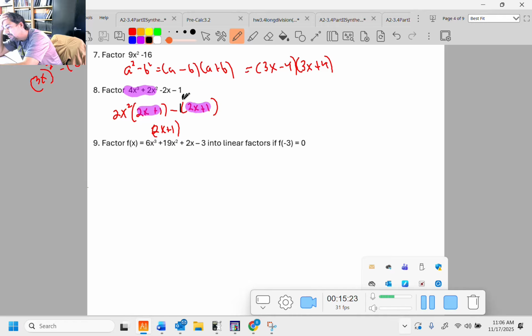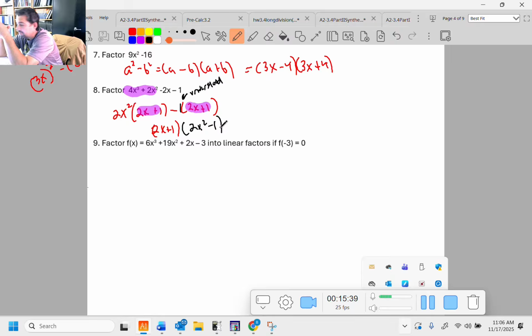That one is understood. That's hard for kids to understand. You have to understand the understood. Then you have 2x squared minus 1. And this one does not factor anymore. It'd be cool if it did, but it doesn't. That's as far as this one goes.